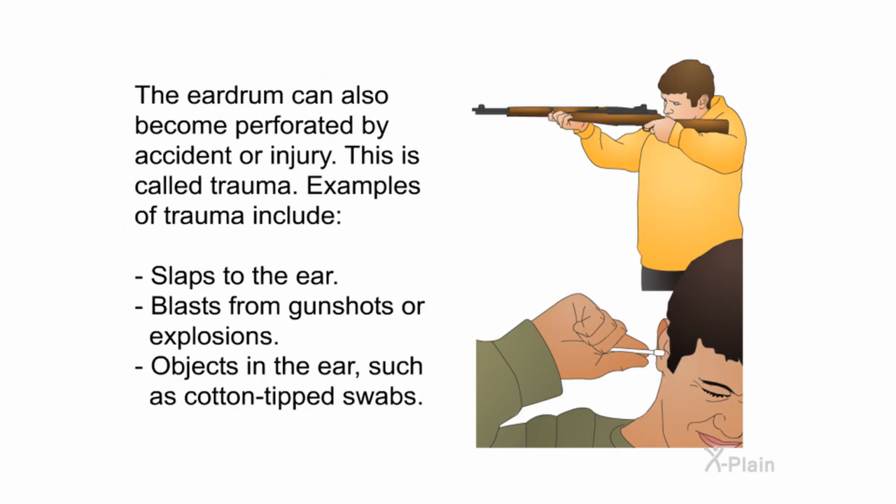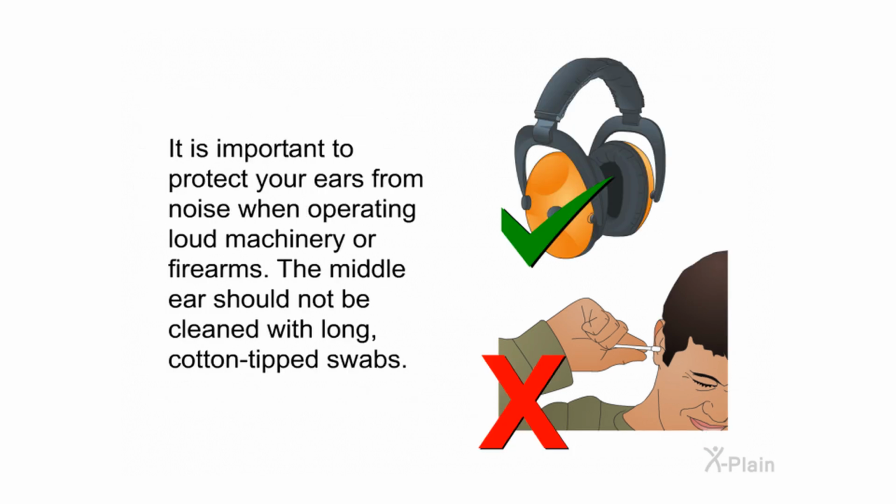The eardrum can also become perforated by accident or injury. This is called trauma. Examples of trauma include slaps to the ear, blasts from gunshots or explosions, objects in the ear such as cotton-tipped swabs. It is important to protect your ears from noise when operating loud machinery or firearms. The middle ear should not be cleaned with long cotton-tipped swabs.